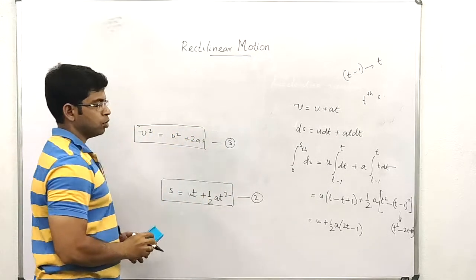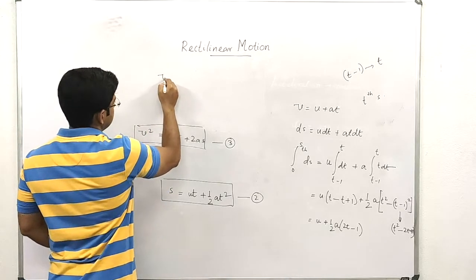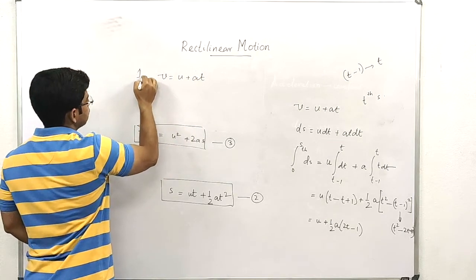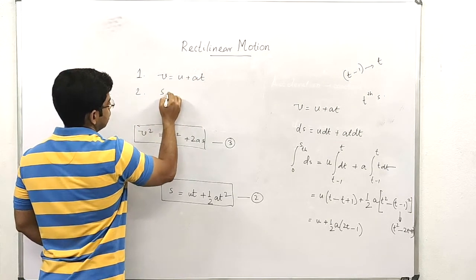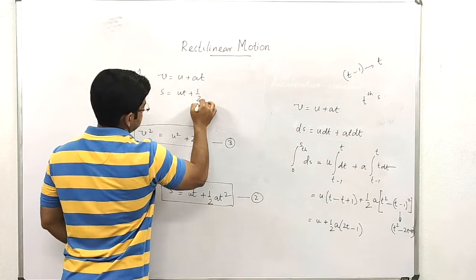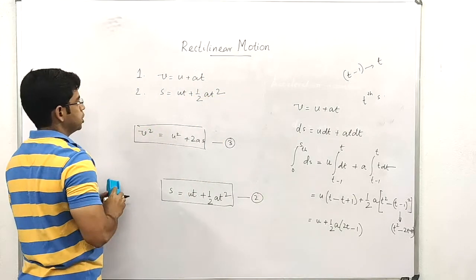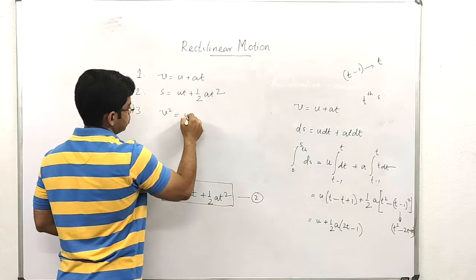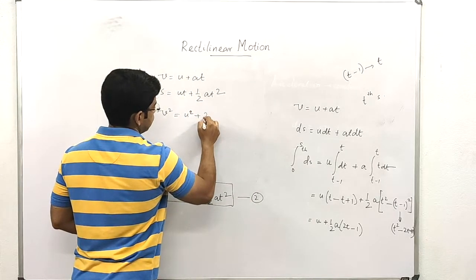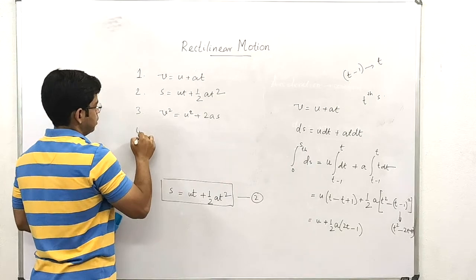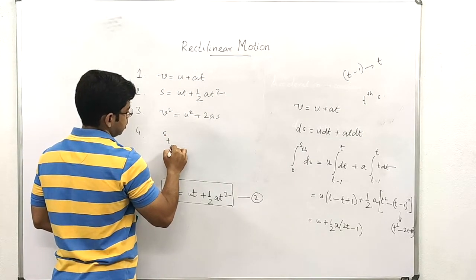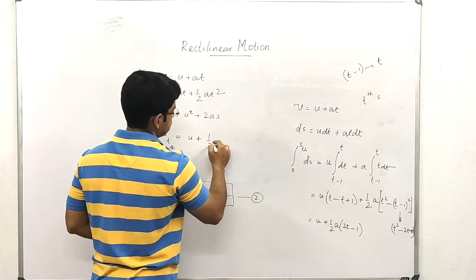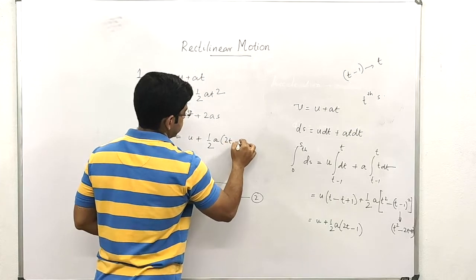So finally, summarizing all, we have v equals u plus at as the first equation, s equals ut plus half at square as the second equation. The third equation is v square equals u square plus 2as, and the fourth equation is distance traveled in the tth second is u plus half a (2t minus 1).